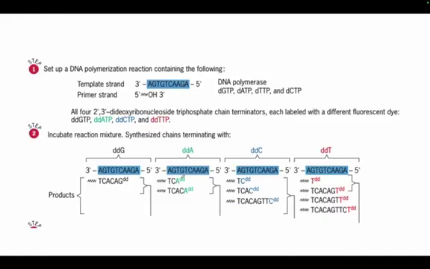Right? So how that would work is set up a DNA polymerization reaction containing the template strand, primer, the dNTPs, DNA polymerase, and all 4 ddNTPs, each labeled with a different fluorescent dye. Right? So here you can see they're shown in 4 different colors because each of them has a separate fluorophore. Then once we allow this reaction to take place, we will get synthesized chains of different lengths in which each ddNTP, a chain terminator, has been incorporated at its corresponding position. Right?